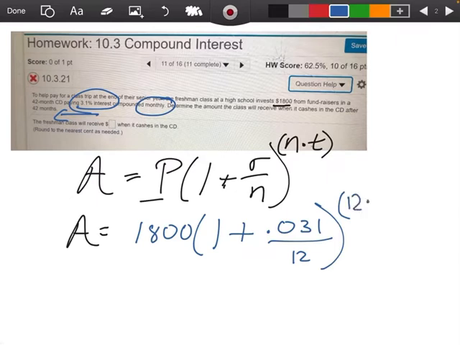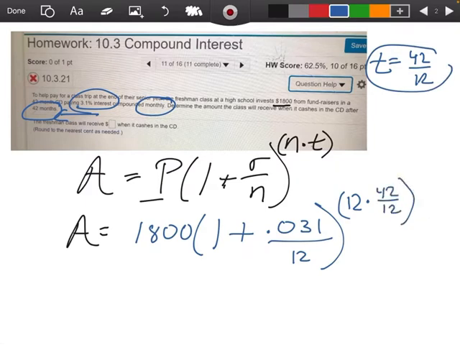Now my time, they gave us the time actually in months, right? So remember, the time is usually in years. So the way I would express this in years is I would take 42 and divide it by 12, right? So guys, you don't actually have to do this computation. You can just write it right here, 42 over 12, okay? And so now, the rest of this, y'all, I'm going to do on my calculator.